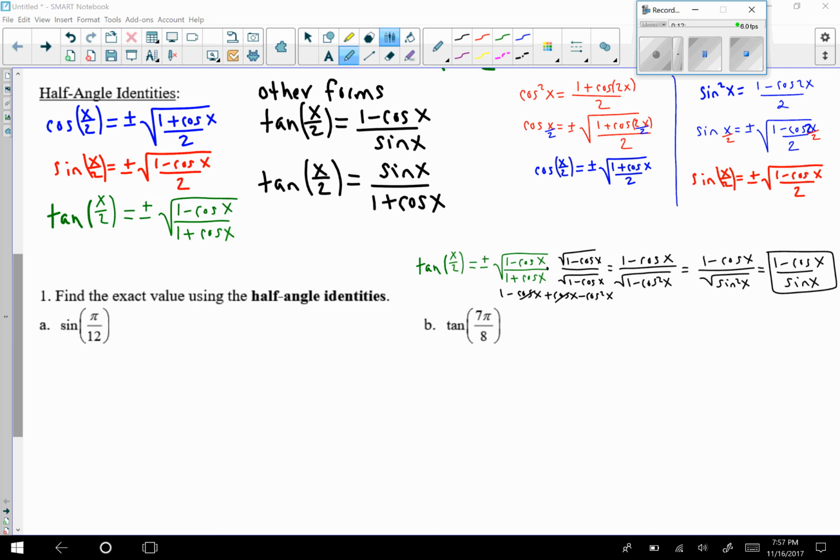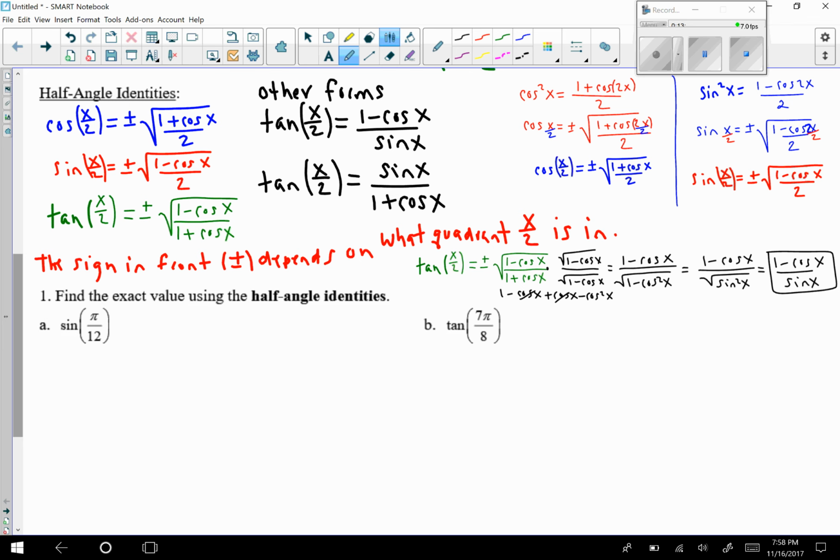So you do want to know these other forms because usually it's nice to use these other forms since they do not have radicals in them, so you don't have to worry about the plus or minus. So the other thing we want to talk about is the plus or minus in front. Like, how do you know when to use the plus and how do you know when to use the minus? So the sign in front, of course, is going to depend on what quadrant your half angle lies in. So the sign in front, so of course that means the plus or minus, depends on what quadrant x over 2 lies in.